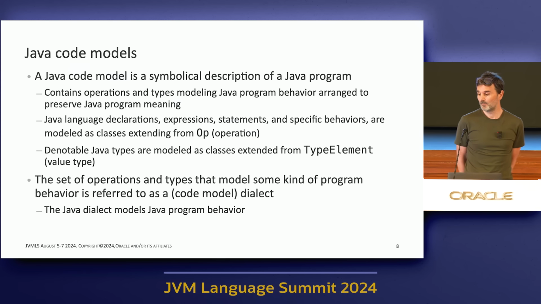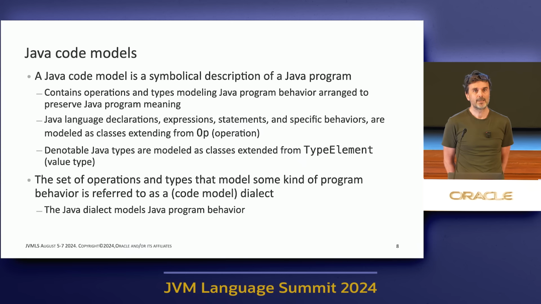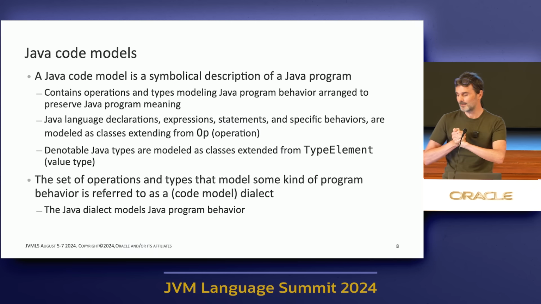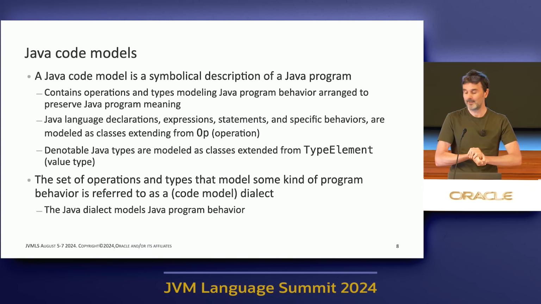So what are Java code models? Well, a Java code model is a symbolic description of a Java program. It will contain operations and types modeling Java program behavior and arranged to preserve Java program meaning. Language declarations, expressions, statements, and specific behaviors are modeled as classes extending from operation. And then denotable Java types are modeled as classes extending from type elements, a value type.